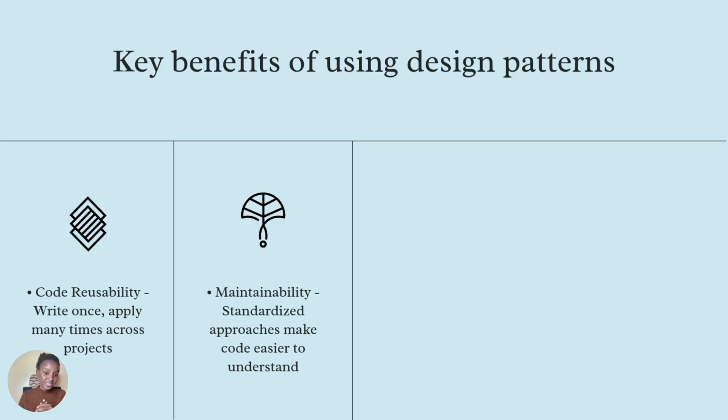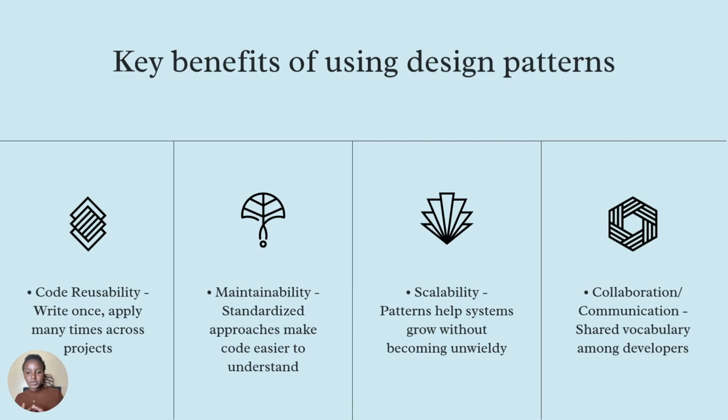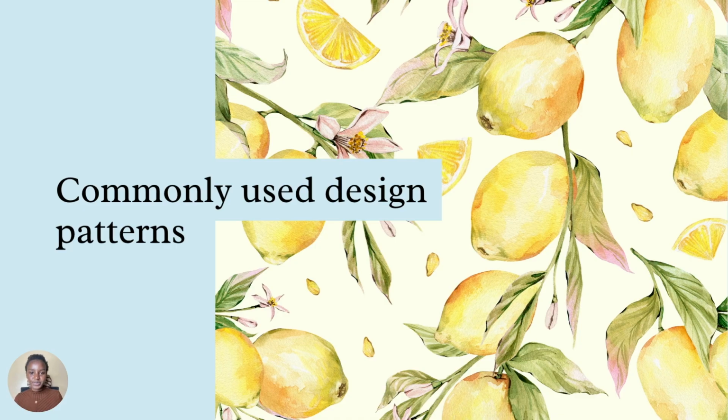Maintainability: because you have a standardized approach, it makes code easier to understand, easier to maintain, easier to even collaborate with other team members, as you're going to see. Scalability: flexible and adaptable software, scaling up and down, because everyone knows exactly what you're working with and everything is defined from the word go. So changes are easier to add and take out because of that. Collaboration and communication: you now have a shared vocabulary among your developers, so that will mean easier understanding of the code, easier working on the code base to start with.